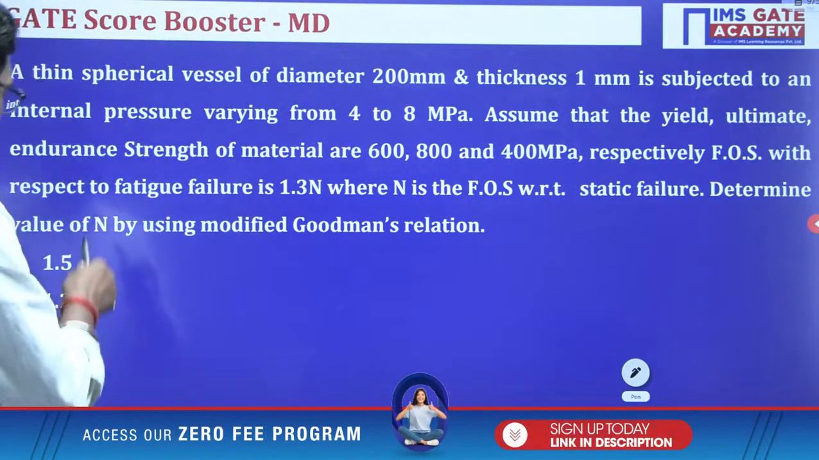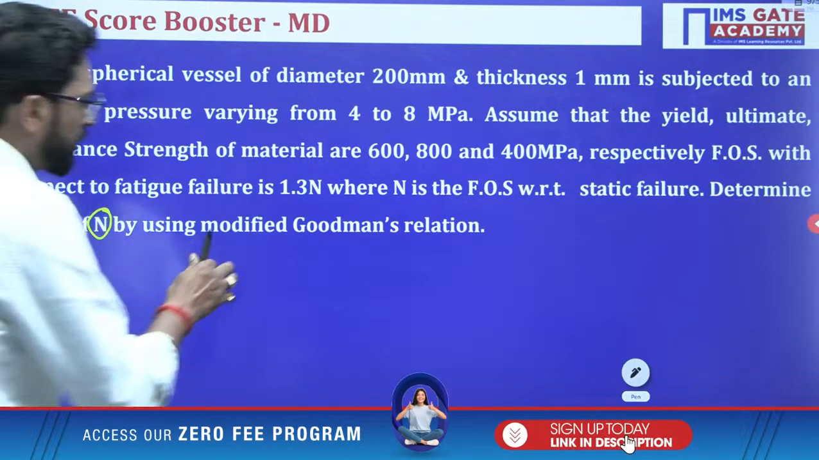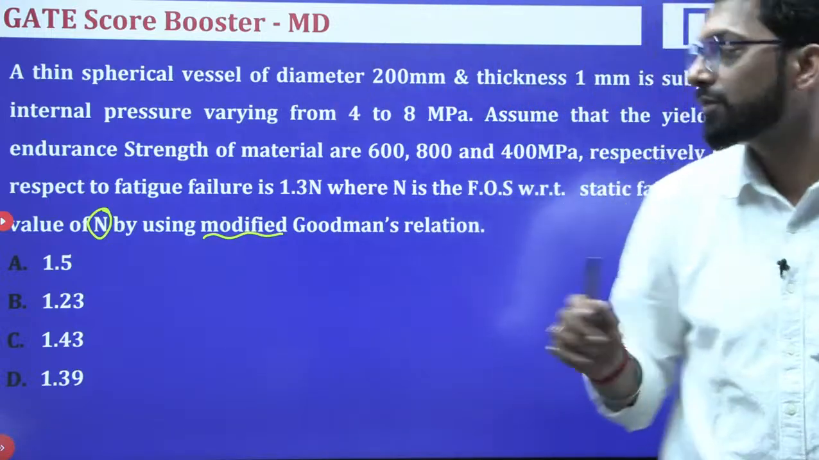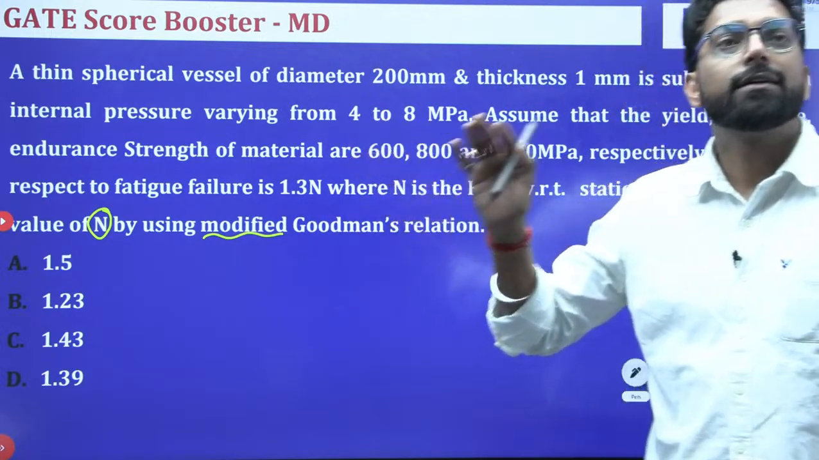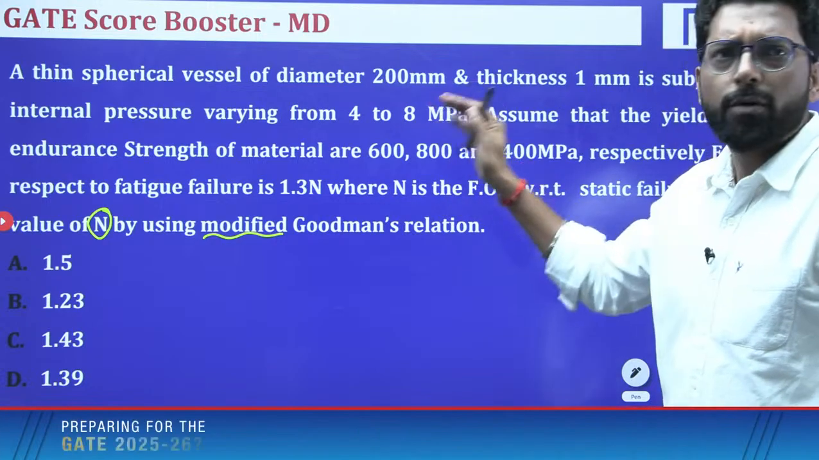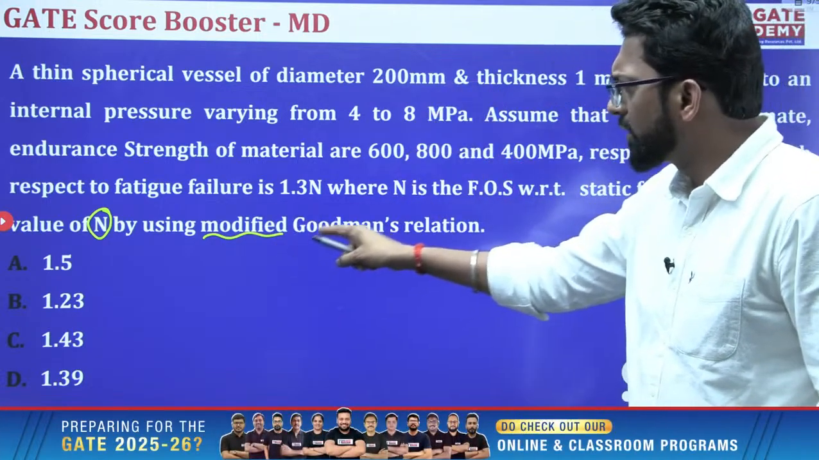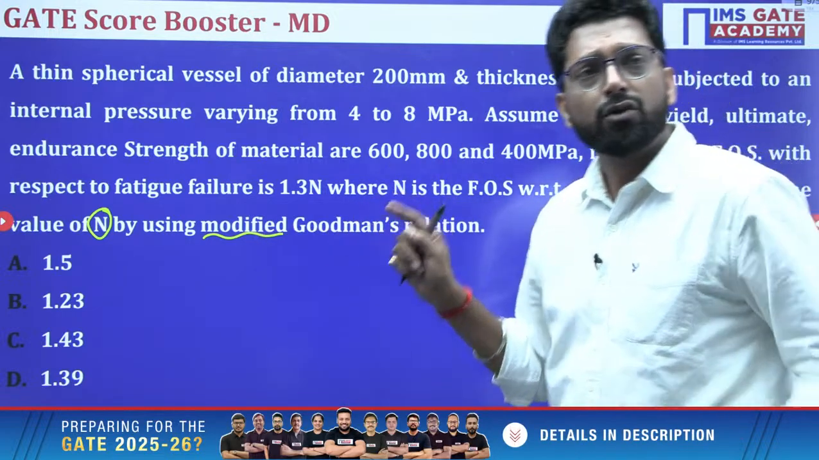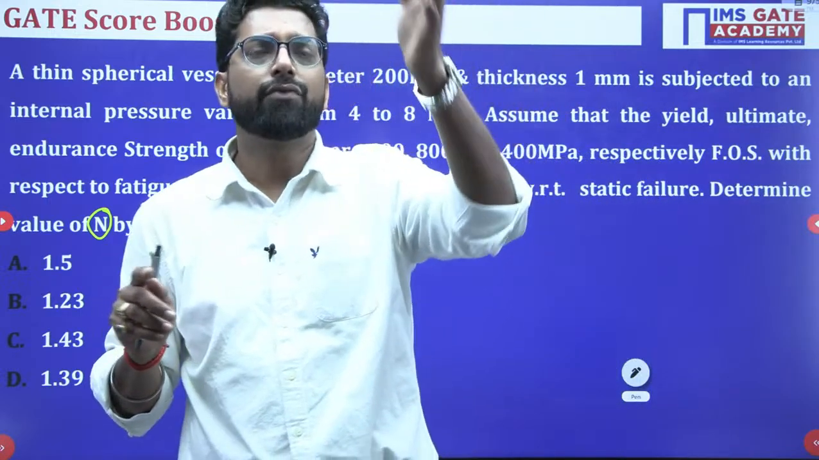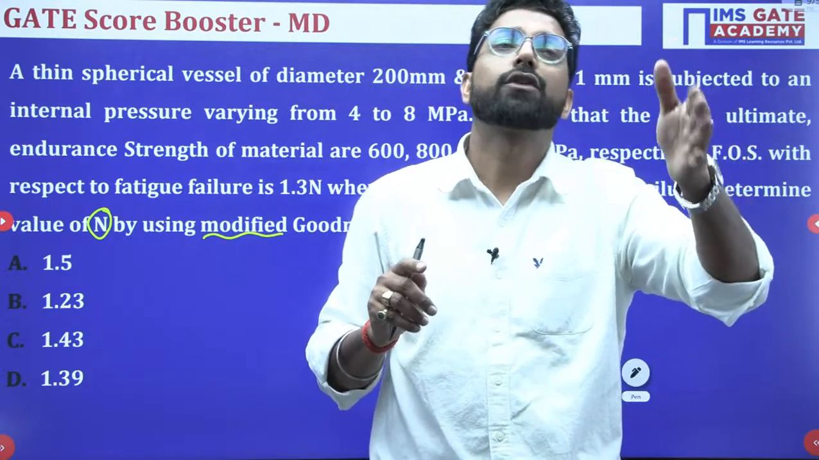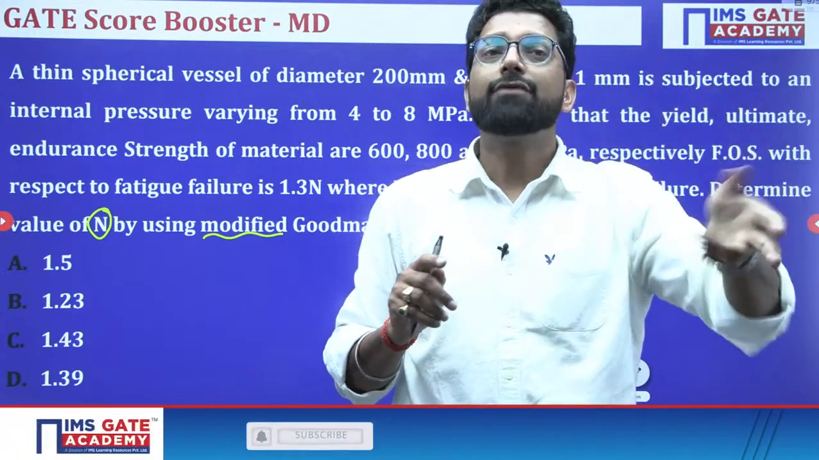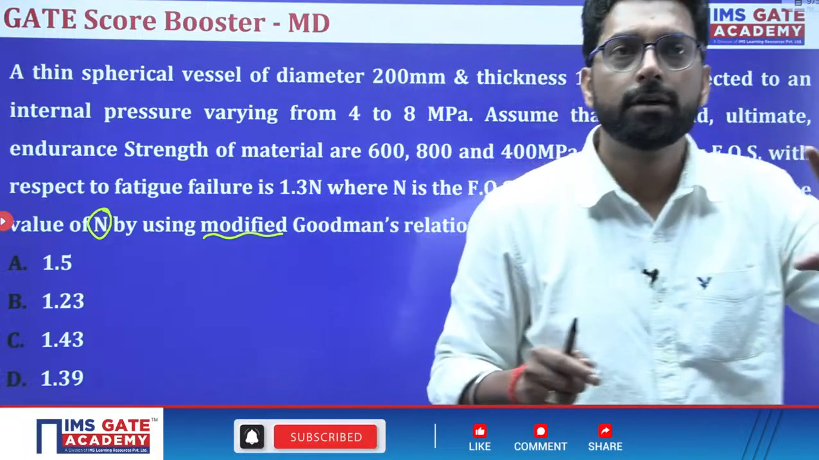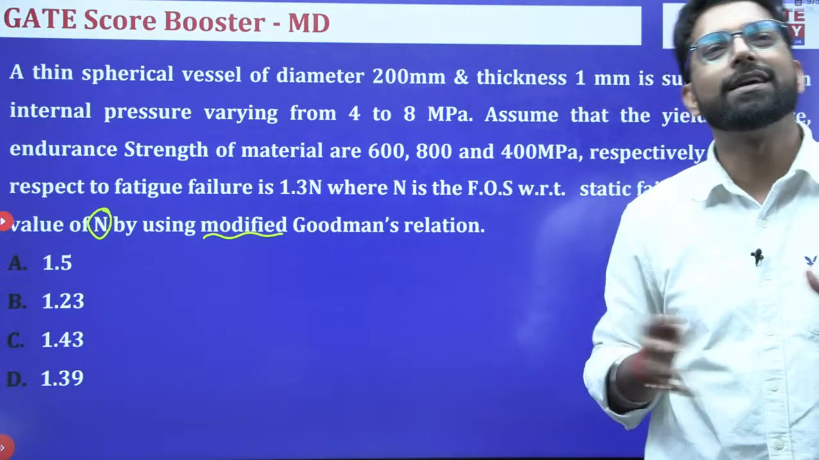We have to find the value of N according to the modified Goodman relation. My dear, in many books these problems are solved with 90% Goodman relation. That is wrong. Here it is a modified Goodman line. How to find the modified Goodman line? First find the factor of safety according to Goodman, then find the factor of safety according to the Langer line, and whichever factor of safety is minimum, that is your correct answer. That is your modified Goodman line.